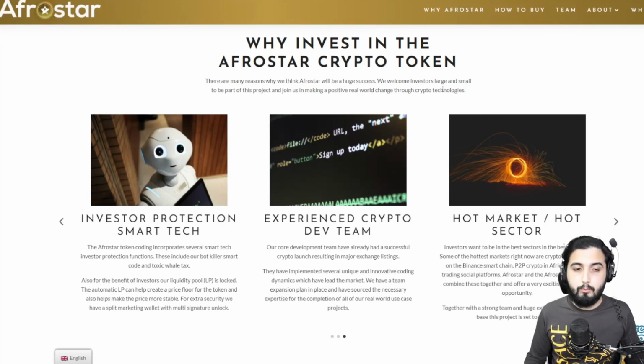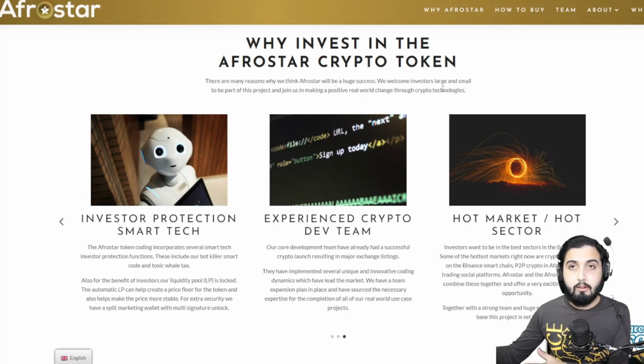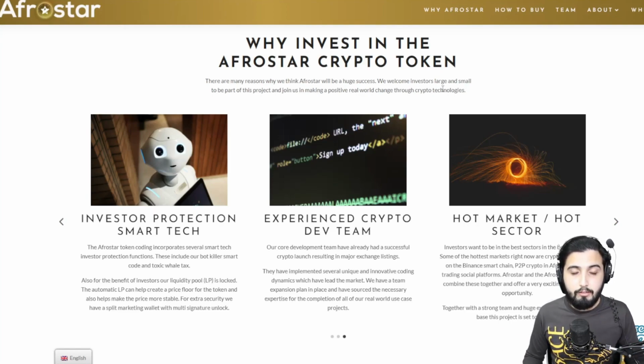Now, they say why invest in the Afrostar crypto token, but an investor is basically looking for one thing: a project that is safe, that they know can keep their assets safe. And by safe, I mean not just that they're not going to scam, but also keep the value alive. Not make the value drop, if anything make the value rise, so that eventually, after time, their assets do not lose value and they make a profit. So the goal for the investors is basically one single thing.